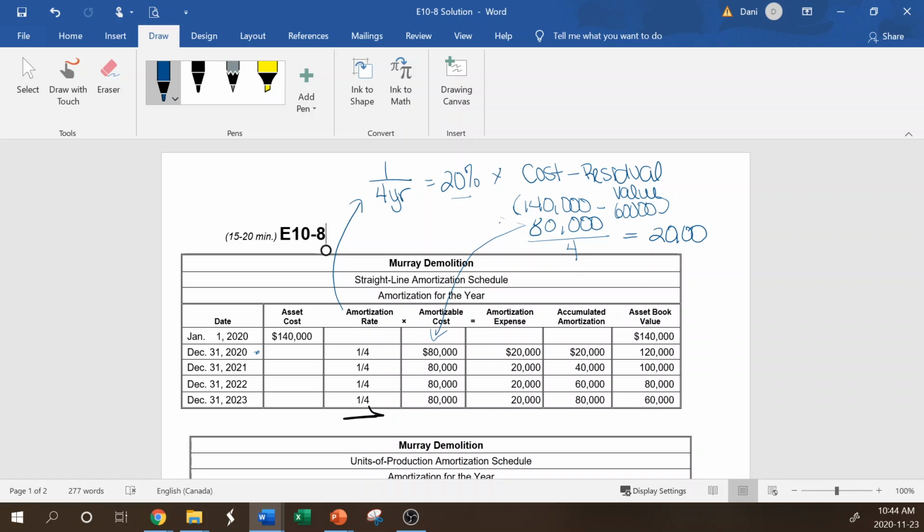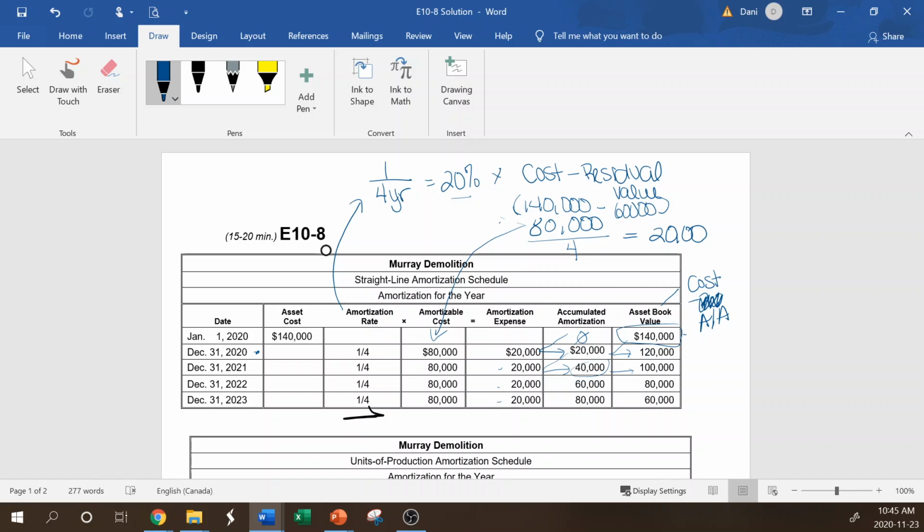So at the end of this first year, 2020, we book 20,000 in expense. Since we have a 0 as our opening accumulated amortization, 0 plus 20 gets us 20, and the book value is our cost minus, not minus residual, minus the accumulated amortization. So $140,000 cost minus the 20 gets you to $120,000. So you do this each year, and in this case it's $20,000 every year. So we're adding that, and then take 140 minus the accumulated to get your book value each time.